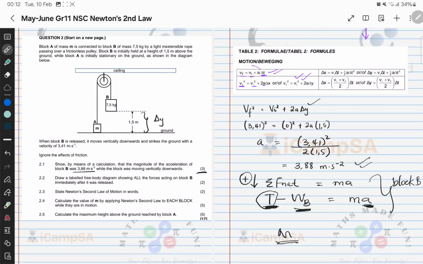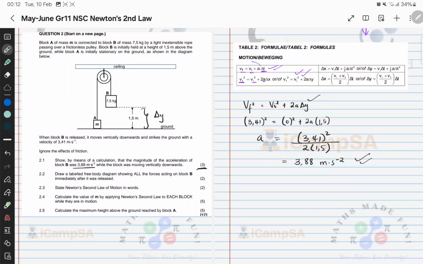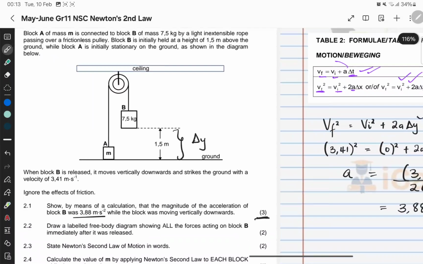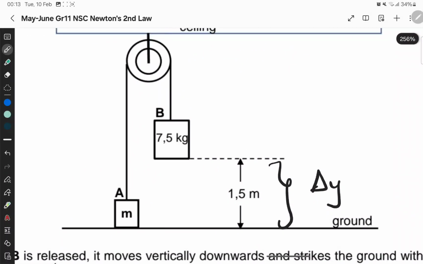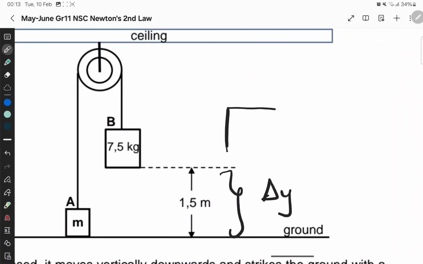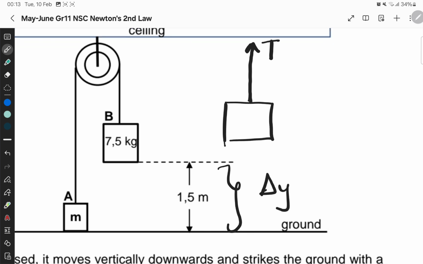So question 2.2, we are asked to draw a labeled free body diagram showing all the forces acting on block B immediately after it was released. Okay, so let's focus on block B. If we go to block B, this is block B. After it was released, let's draw it here. It has the string. String always has tension, especially if there's a weight on it or some force being applied on the string. And then it has the block's weights.